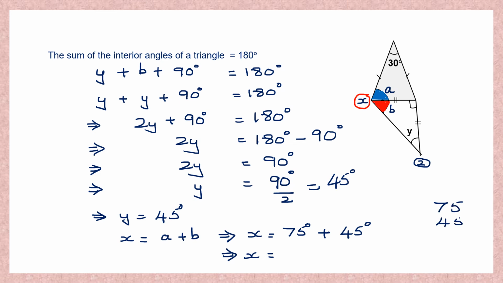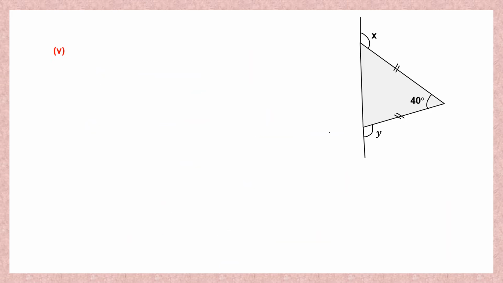75 plus 45. 5 plus 5 is 10, carry 1. 7 plus 1 is 8. 8 plus 4 is 12. So we've got 120 degrees. So we have found the value of X to be 120 degrees and the value of Y to be 45 degrees. Question 5.